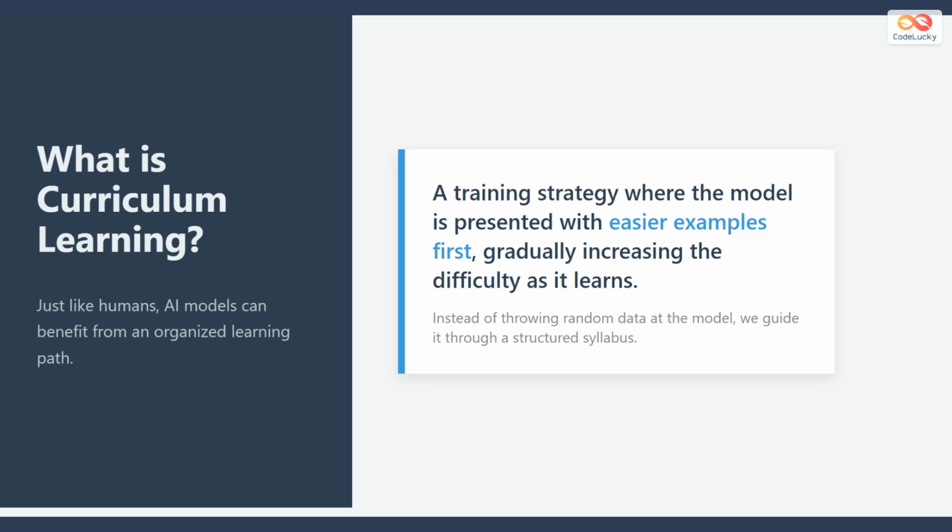So, what exactly is curriculum learning? It is a training strategy inspired by how humans learn. Instead of feeding a model random data, we present easier examples first and gradually increase the difficulty as the model improves.